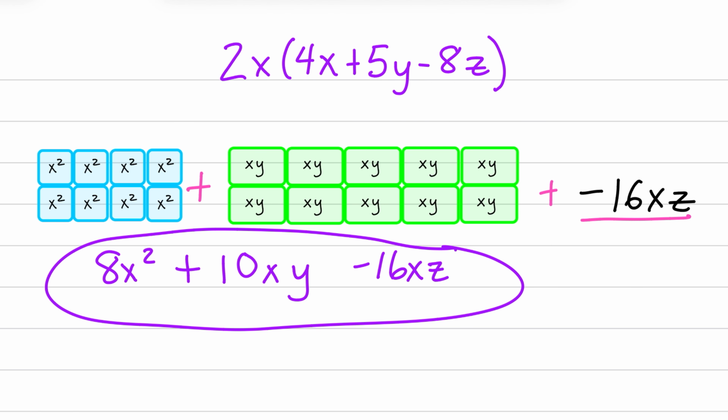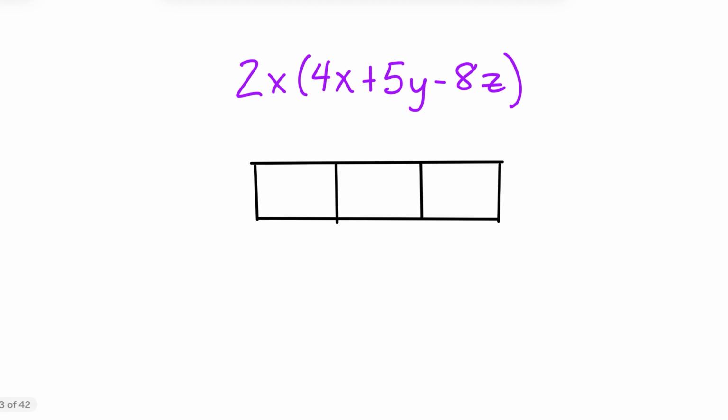Now let's use the array method. Using the array method, we'll put the 2x in front, 4x above the first box, 5y above the middle box, and then we'll put a negative 8z above the last box. Let's go ahead and multiply.